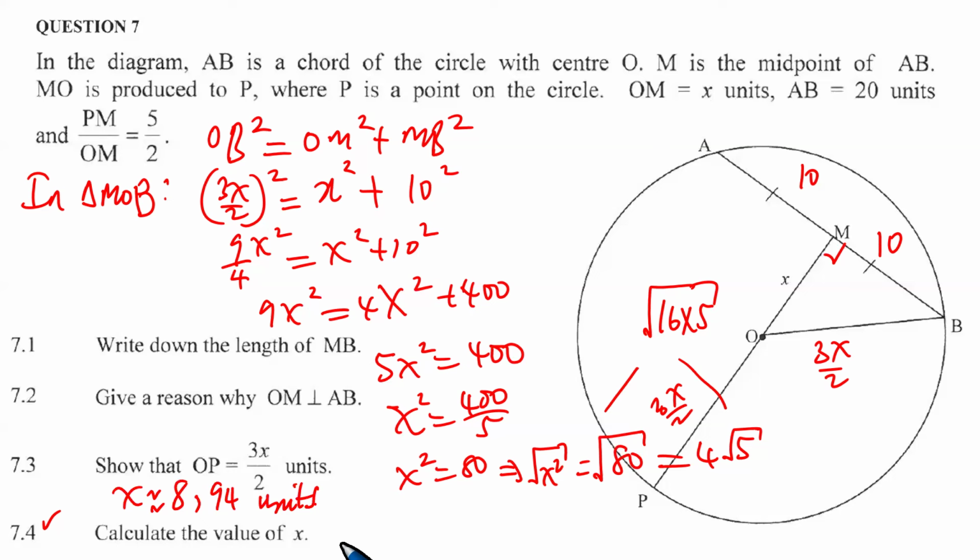So we continue to analyze these things and make sure that we're good. We have the value of x, which is 8.94 units. As we got the value of x as 8.94 units, we have the following.